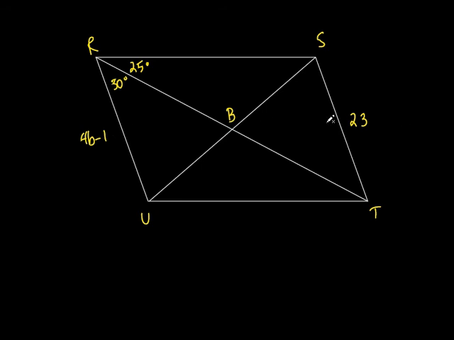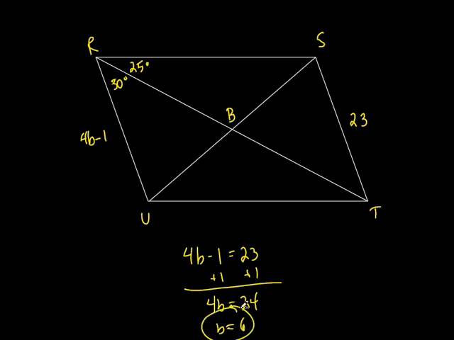Look, they're opposite each other, aren't they? So what do we know about a parallelogram? The opposite sides are equal to each other. So we can do that pretty easy, can't we? 4b minus 1 equals 23. Add a 1 to both sides. 4b is 24. Divide by 4, b is 6. All right, so that's one answer right there.